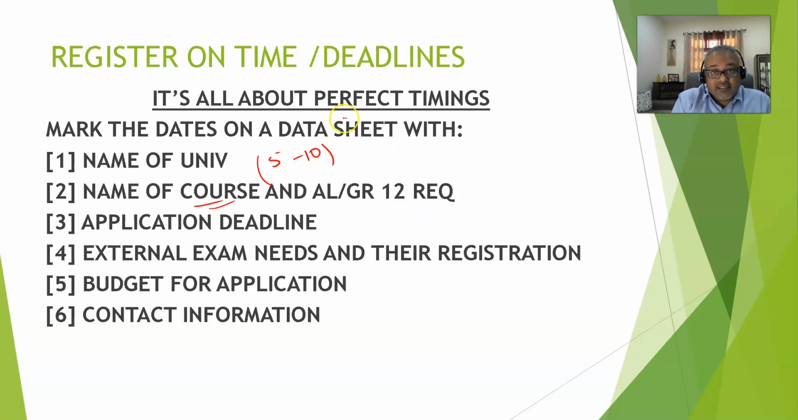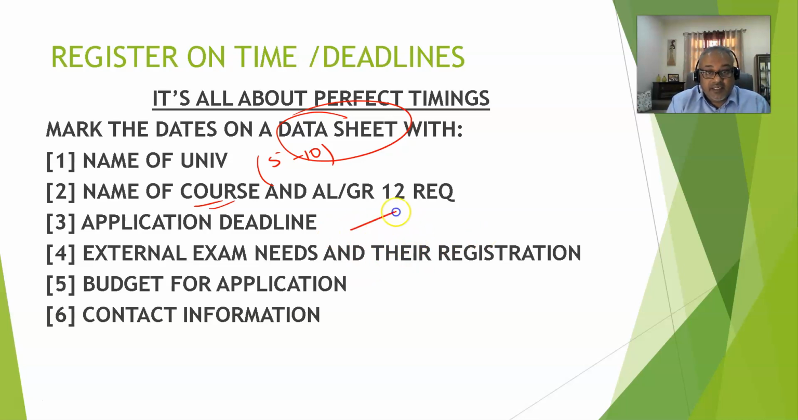And I strongly suggest that you make some kind of a data sheet where you write down the name of the university, the name of the course, the application deadlines, how many final year subjects they need, what subjects they need, and what they cost. Write down all that information, and this information is going to be very crucial for you and your parents. You keep collecting this information. It helps you make a very good decision when the time is absolutely right.